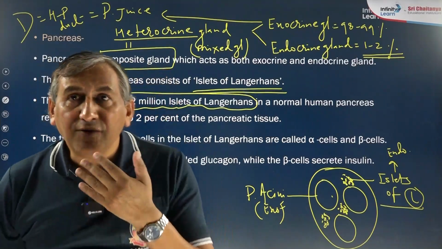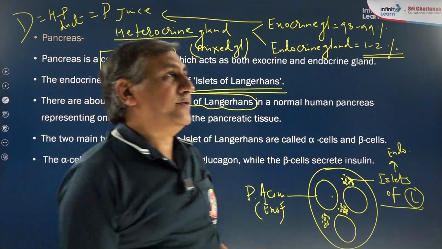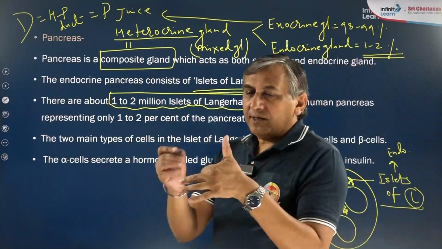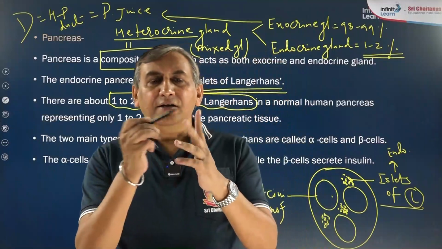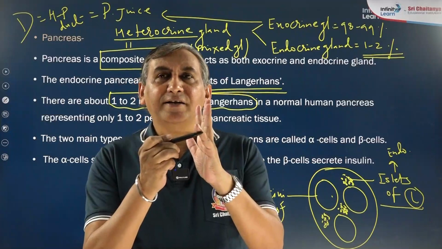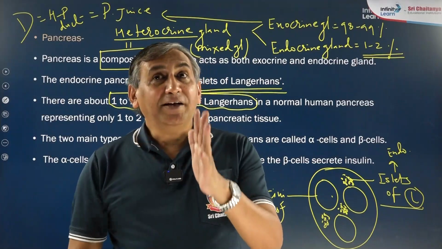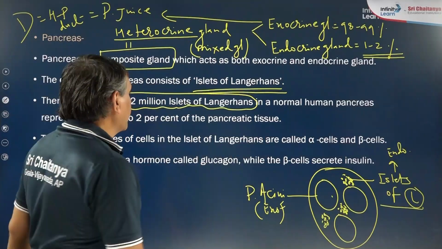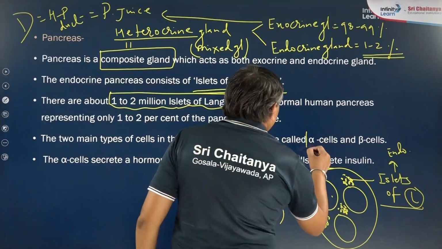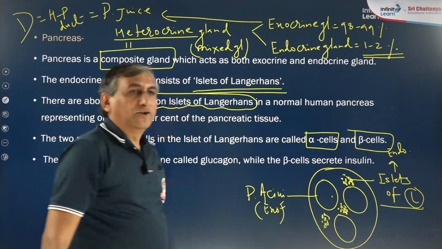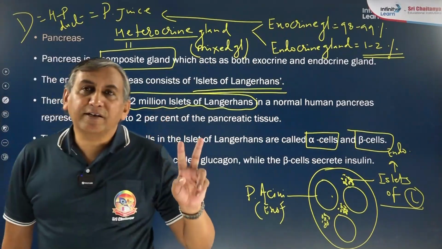Now, islets of Langerhans means groups of cells. Basically, there are 5 types of cells which you have to remember: alpha, beta, gamma, delta, and PP cells, the pancreatic peptide cells. But in NCERT, they only talk about 2 types of cells, so I will also speak about 2 types: one is the alpha cell and one is the beta cell. So, 2 types of cells are present in the pancreas.